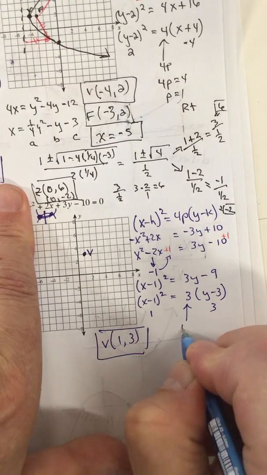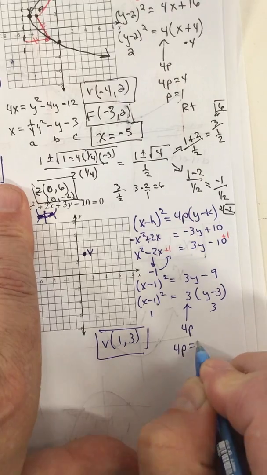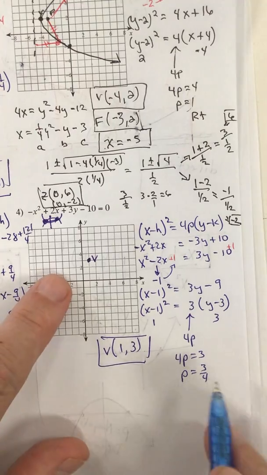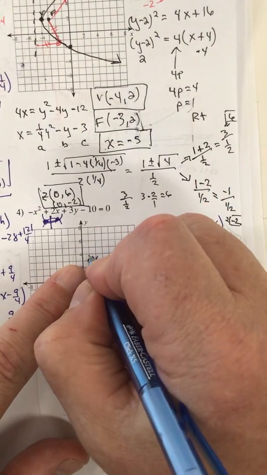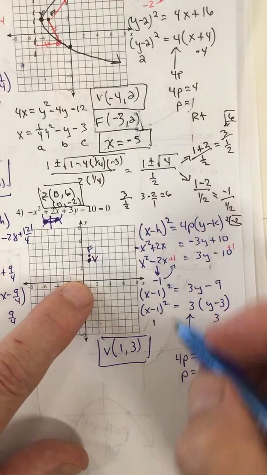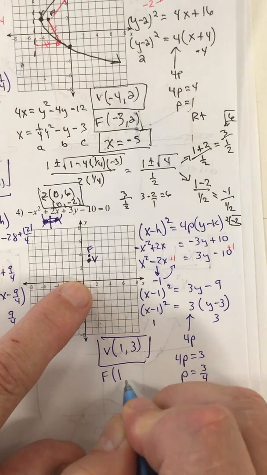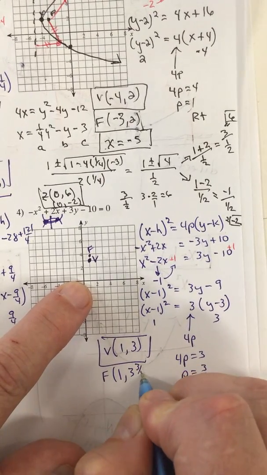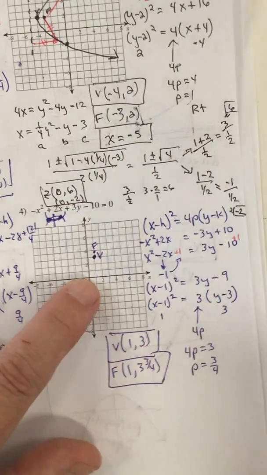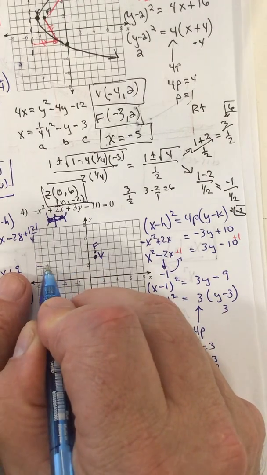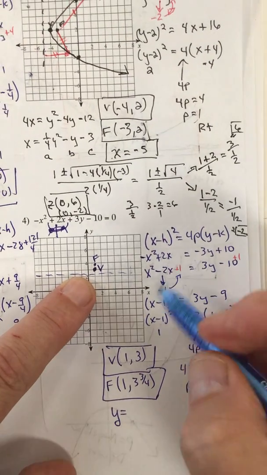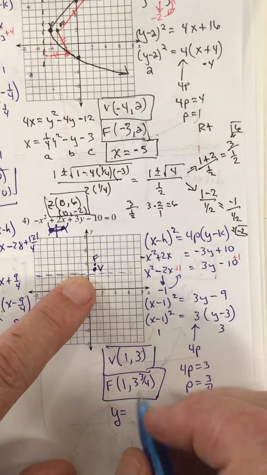Right here is the 4p spot. So 4p equals 3, so now my p is 3/4. Okay, it's positive, it means it's going up. So the focus is 3/4 above that, so there's the focus. It's over 1, and then it's 3/4 more. So the focus is over 1, up 3 3/4. The directrix then is down 3/4 from that vertex. It's crossing the y-axis first of all, and it's 3/4 under that, so that will be at 2 1/4.